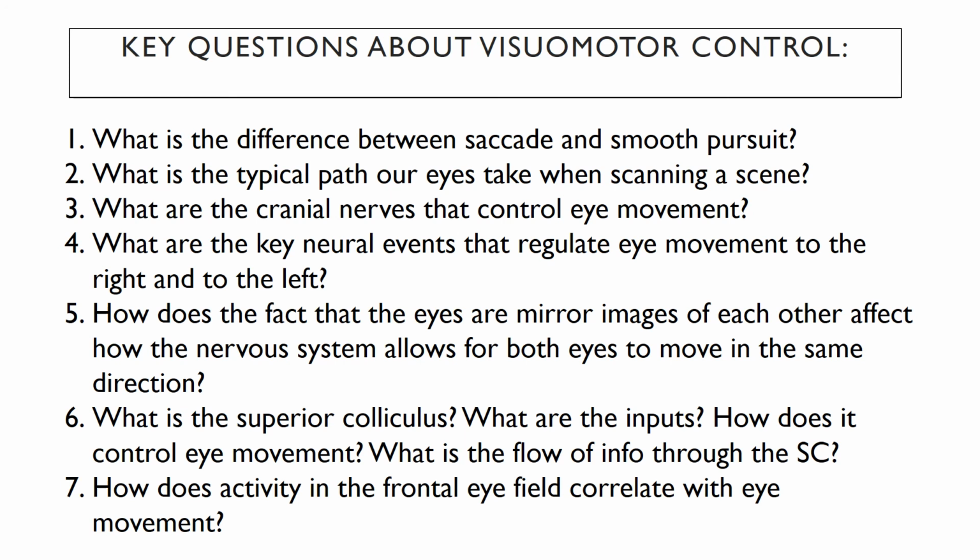What is the superior colliculus? What are the inputs to the superior colliculus? How does it control eye movement? What is the flow of information through the superior colliculus? What kind of information does it take in? We have sensory information coming in, motor output coming out. Do you understand how that all works? And then, last, how does activity in the frontal eye field correlate with eye movement?